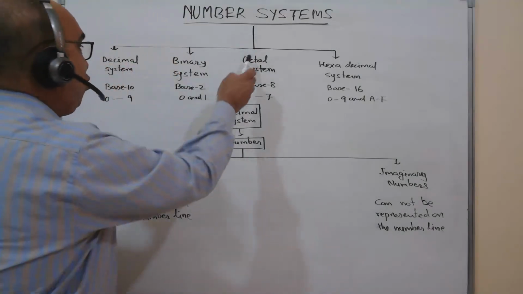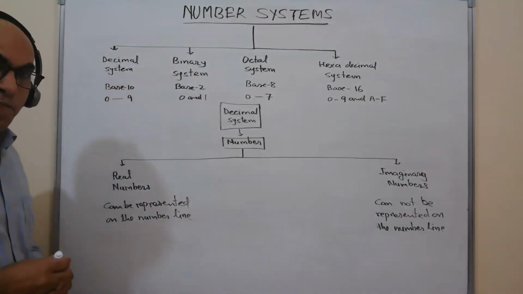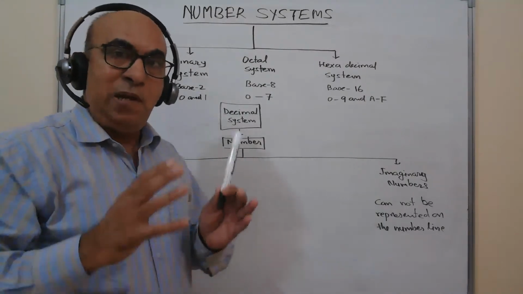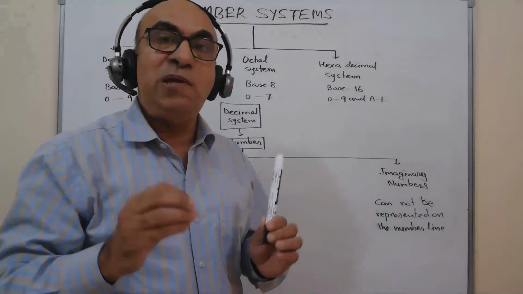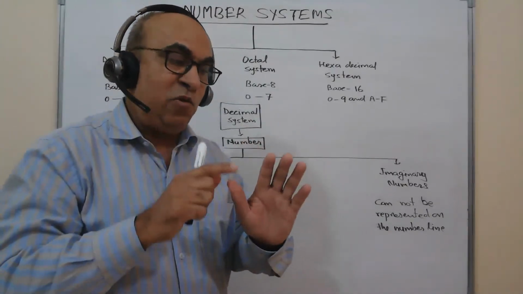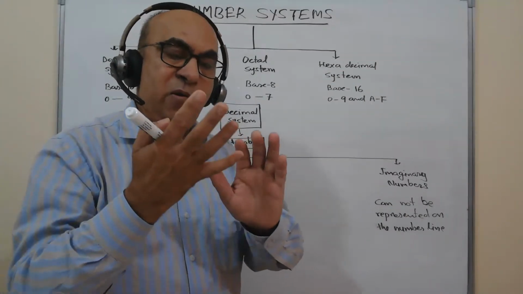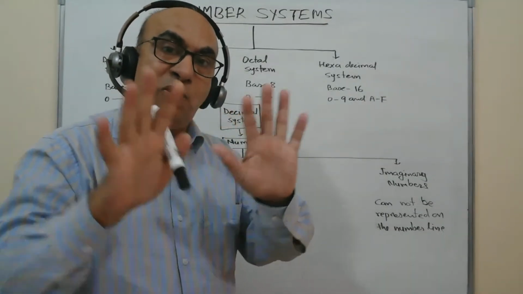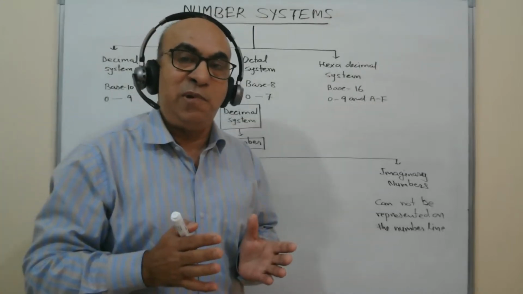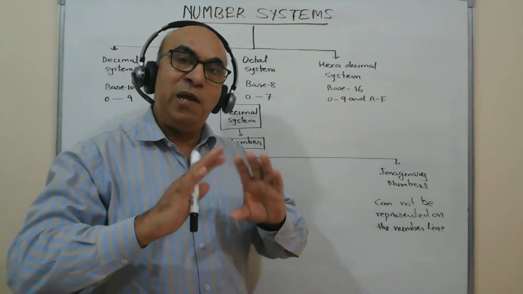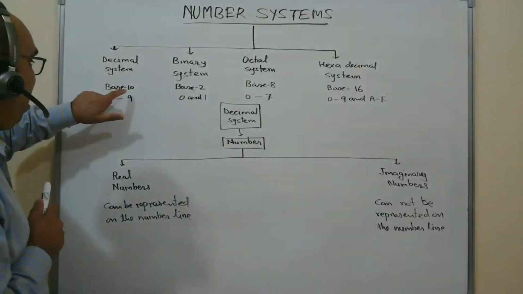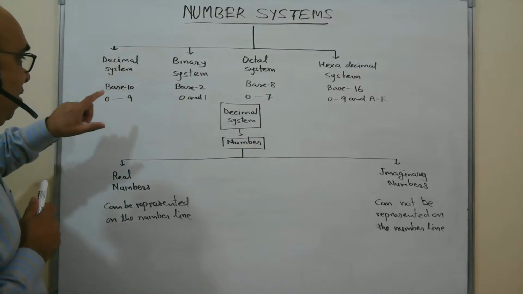So here I wrote, the first one is the decimal system. The base of the decimal system is 10. Base means in the decimal system we are using 10 numbers, 0 to 9: 0, 1, 2, 3, 4, 5, 6, 7, 8, 9. The total 10 numbers we are using. And in our real life we are using the decimal system, and we can make any number with the help of 0 to 9. So that's why this base is 10, because 10 numbers we are using.